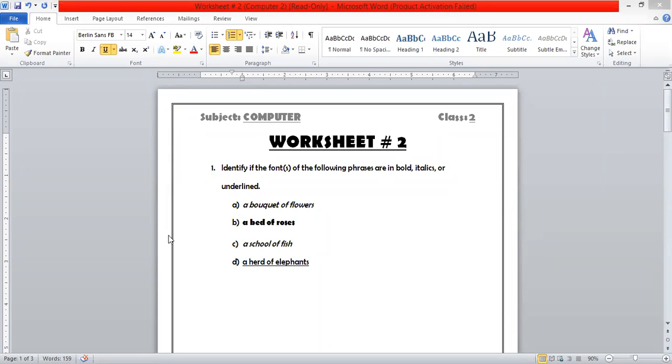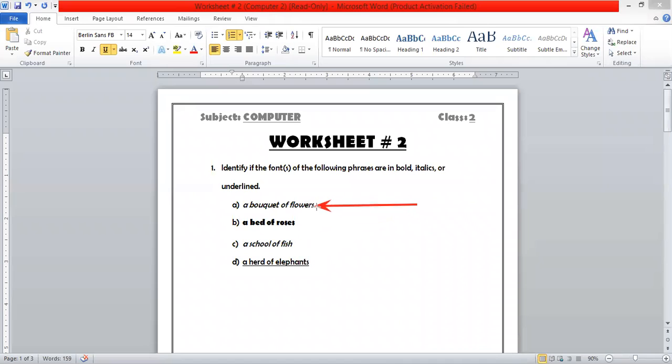For worksheet number 2, question number 1 says: identify if the fonts of the following phrases are bold, italic, or underlined. If you see, there are some writing styles given in A, B, C, and D.